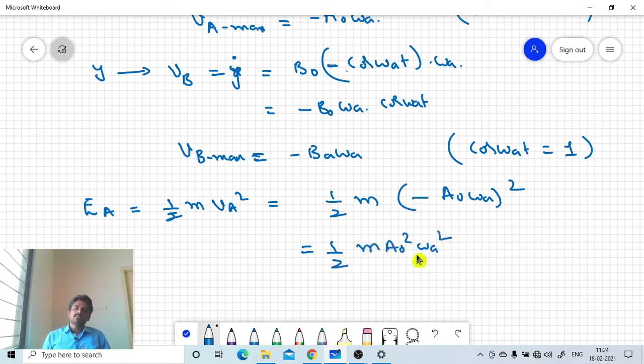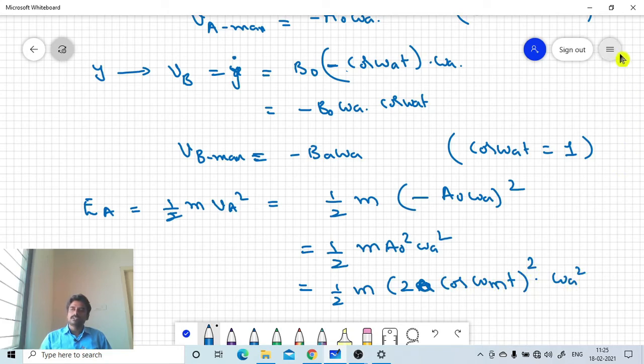This is the value. But can I substitute the A naught value here? What is A naught? A naught is equal to 2A cos omega m t, so we will get half into m into (2a cos omega m t) whole square into omega a whole square. This is the formula.